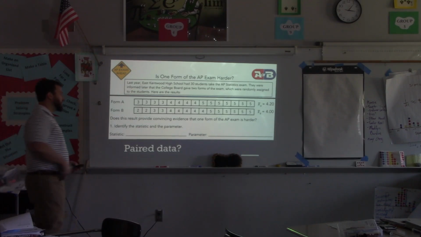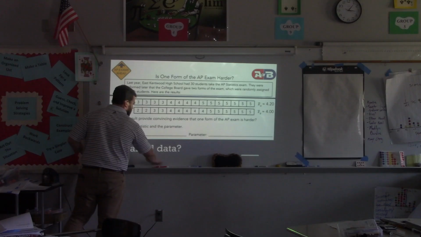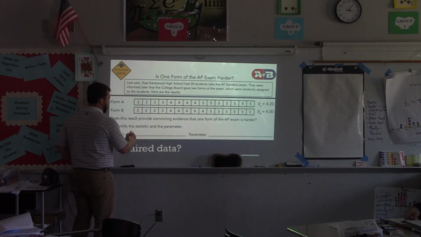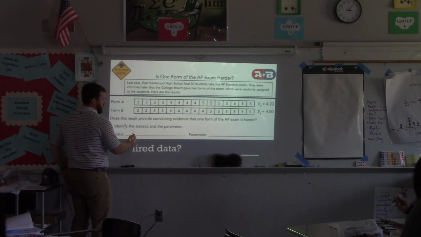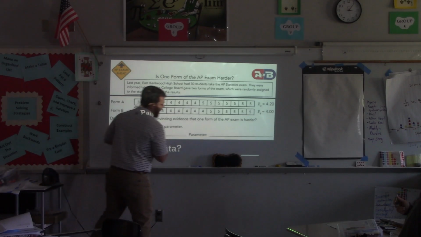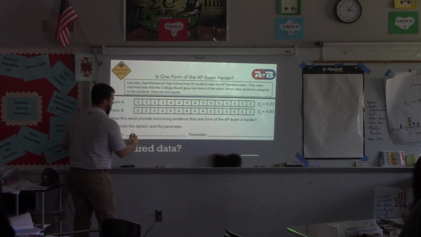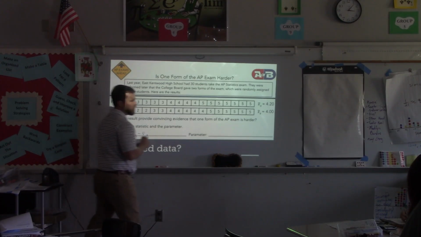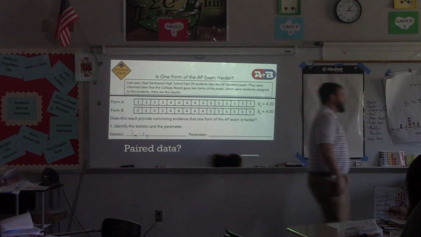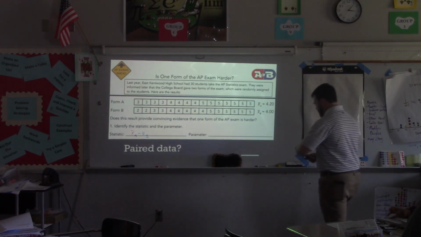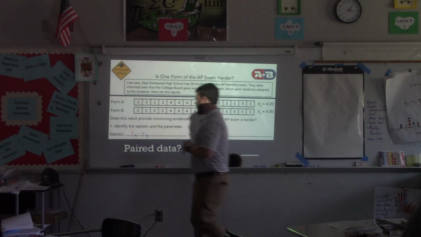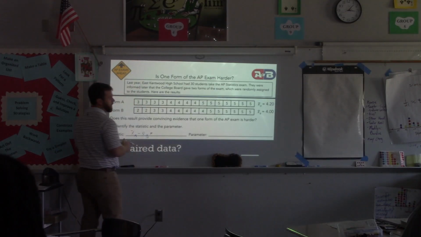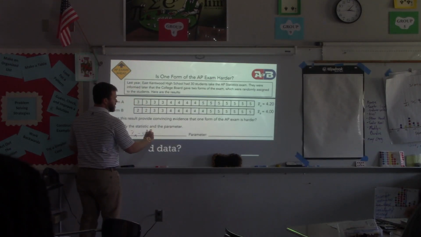So what is our statistic here that we are looking at? X bar 1 minus X bar 2. Wait, no. I would do X bar A minus X bar B, because this is Form A and Form B. Could you do 1 and 2? Yes, but is it as good as A and B? No. Okay. So our statistic here, by the way, do we know these values?